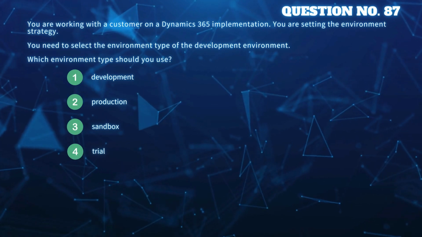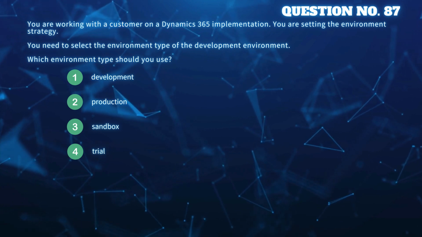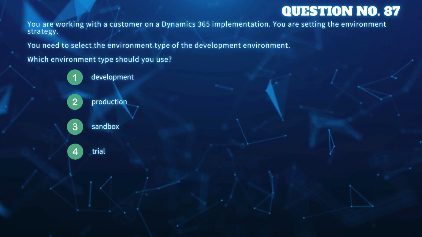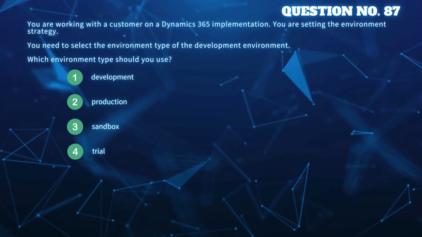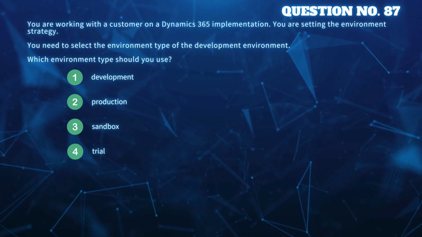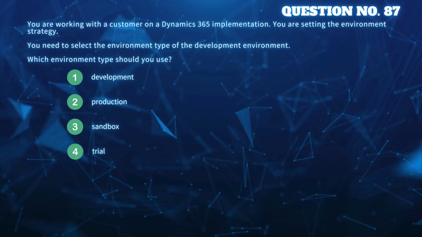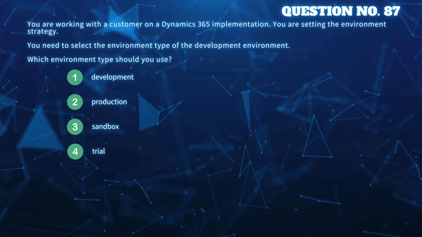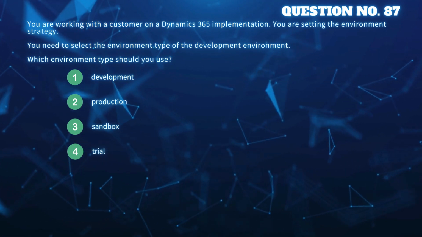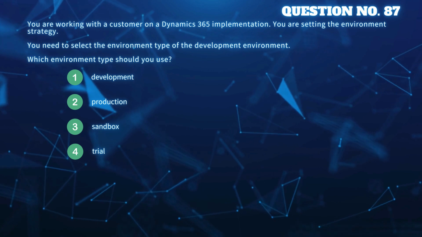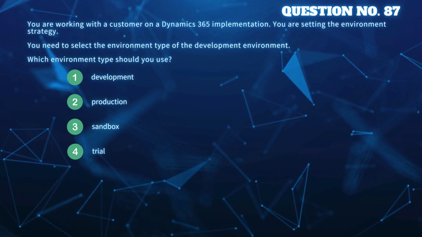You are working with a customer on a Dynamics 365 implementation. You are setting the environment strategy. You need to select the environment type of the development environment. Which environment type should you use? Option 1, Development. Option 2, Production. Option 3, Sandbox. Option 4, Trial.